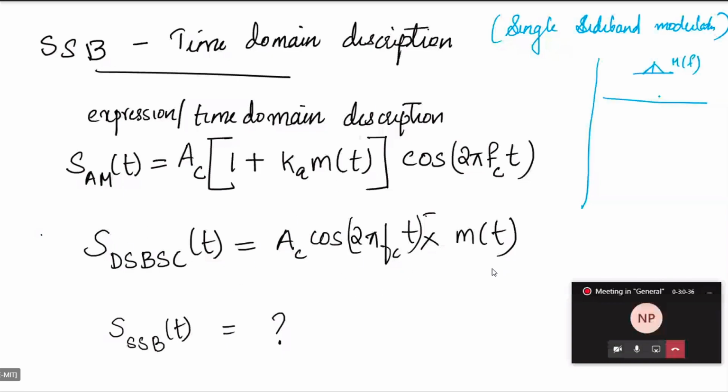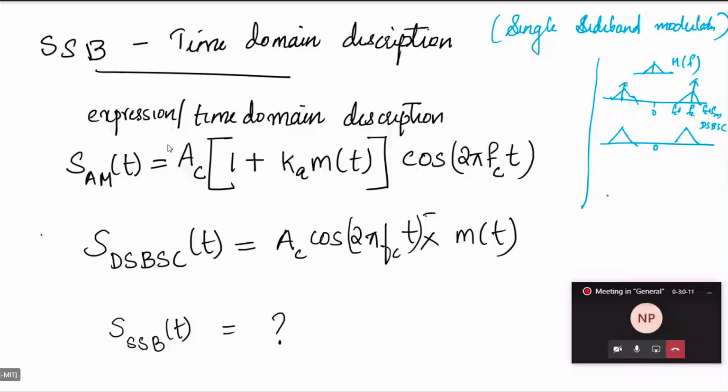Normal AM modulation, the spectrum will look like this. Here you have a carrier frequency. This is fc plus fm. This is fc minus fm. Similarly here, negative side also. So in DSB-SC, you have just suppressed the carrier, but both the upper and lower sidebands are there.